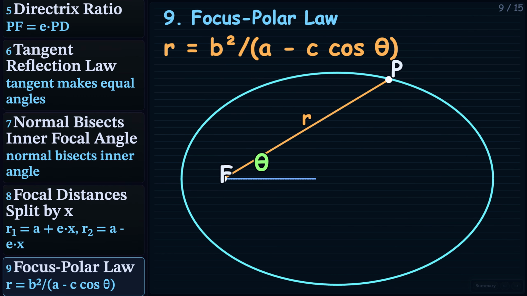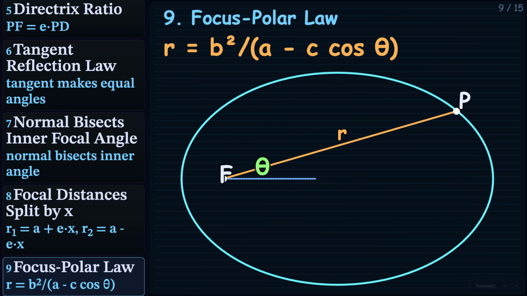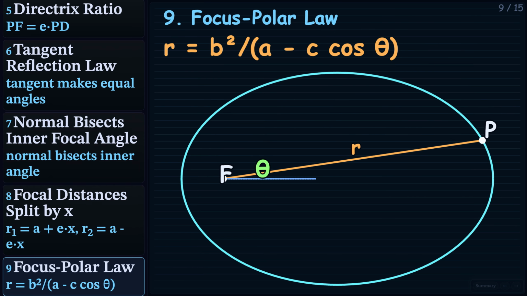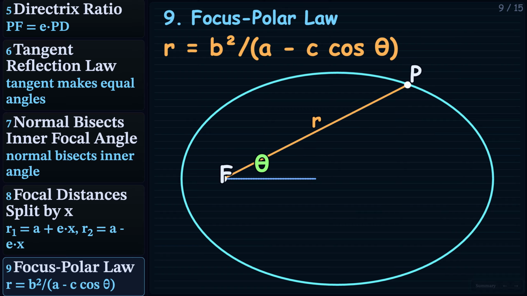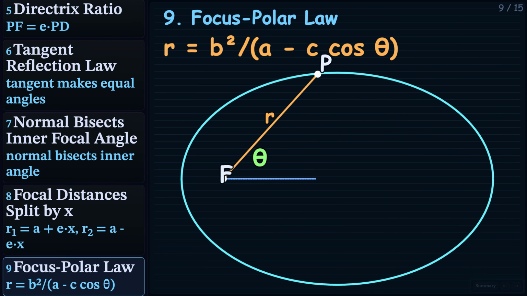Number 9 out of 15. Focus polar law. Measured from one focus, r equals b squared over a minus c cosine theta. Proof hint. Substitute x equals r cosine theta into the ellipse relation and solve for r.